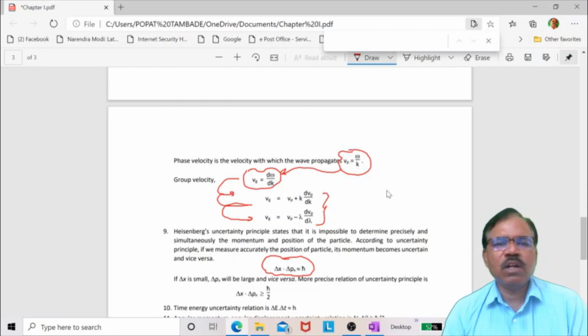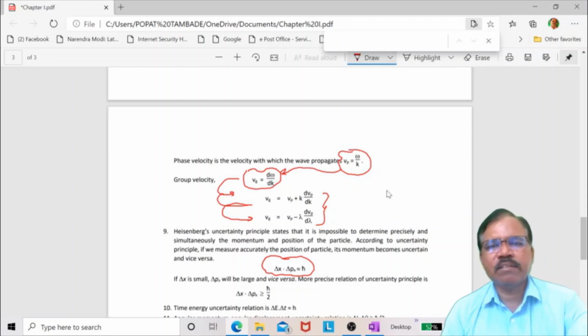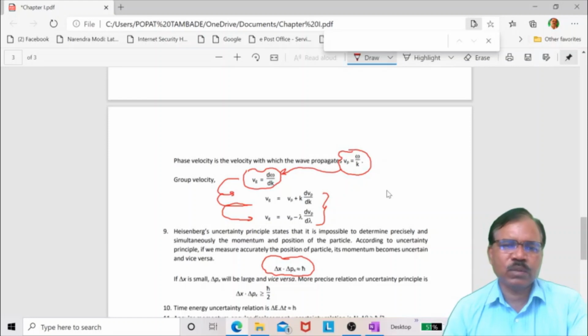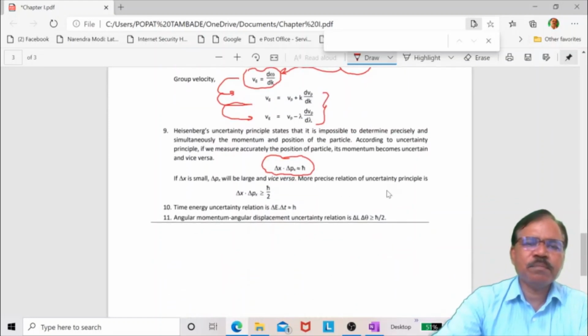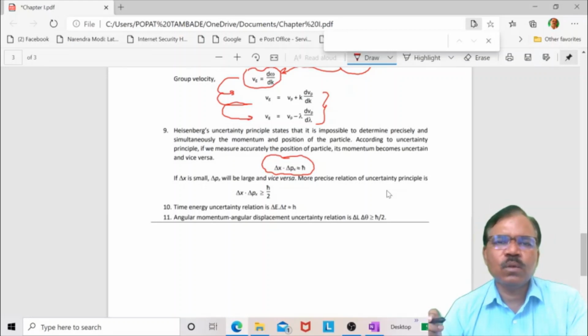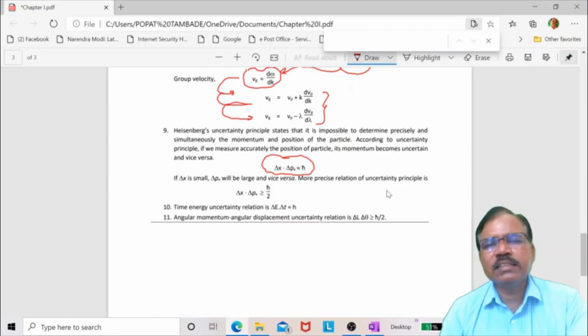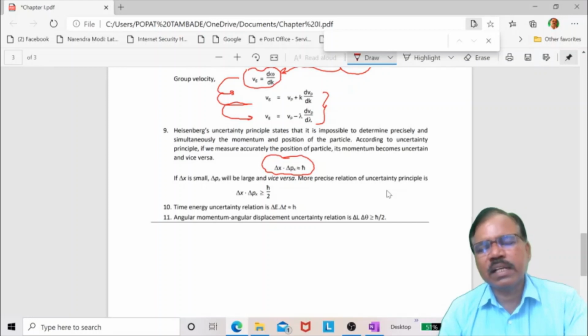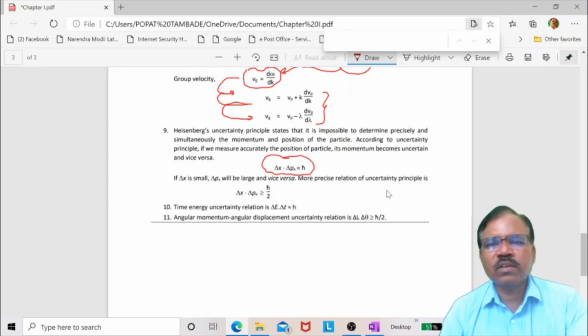If delta x is small, delta px will be large and vice versa. A more precise relation of the uncertainty principle is delta x into delta px is greater than or equal to h bar by 2. The time energy uncertainty relation is given as delta E into delta T is equal to h. The angular momentum and angular displacement uncertainty relation is given as delta L into delta theta is greater than or equal to h bar by 2.